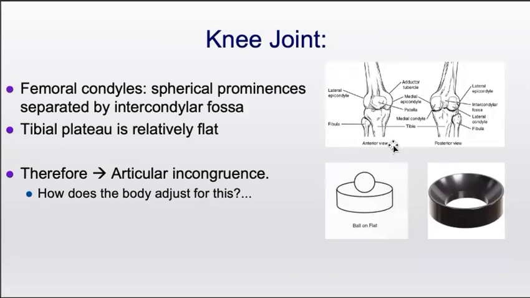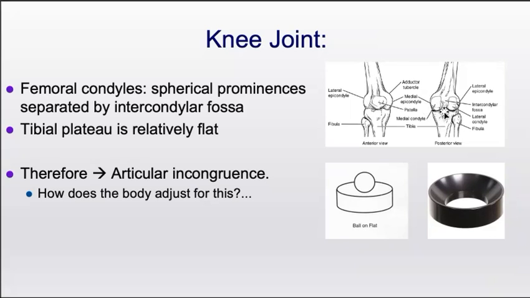Now the knee joint. At the distal end of the femur, you've got these two prominences, the femoral condyles, and they're spherical prominences that allow for smooth movement on the tibial plateau. They're very, very smooth joint surfaces, and they are spherical. The tibial plateau, on the other hand, is very flat.